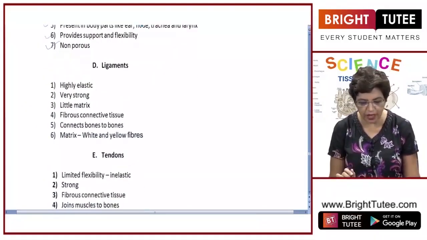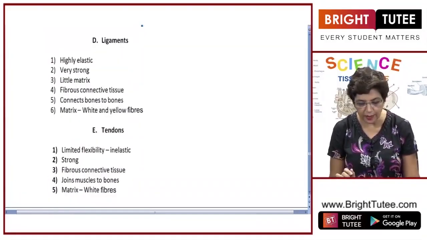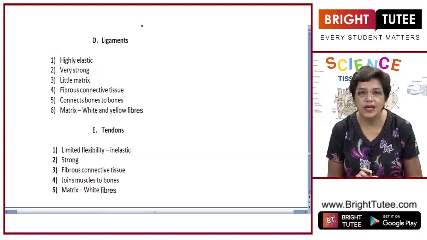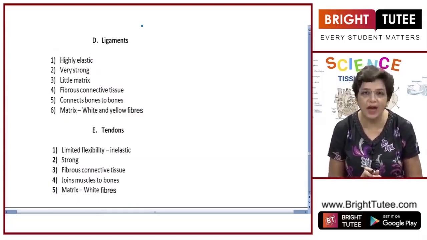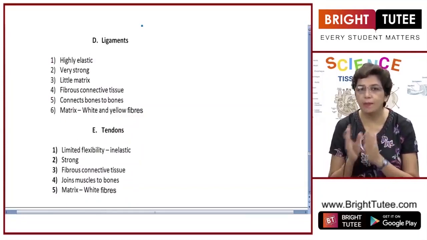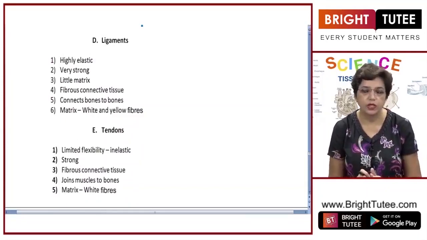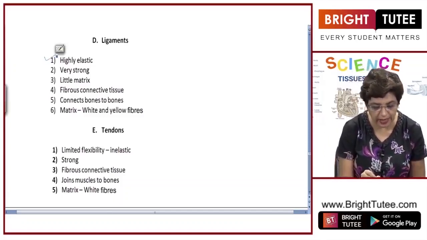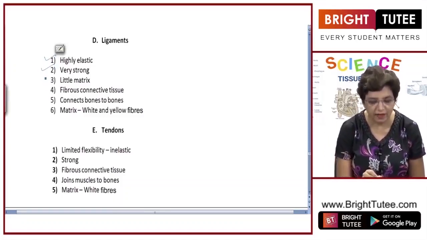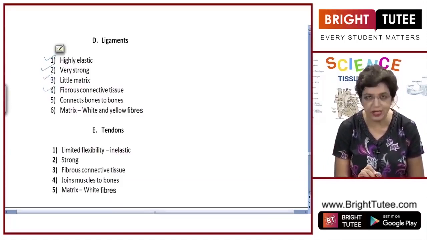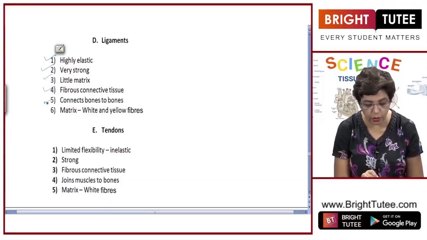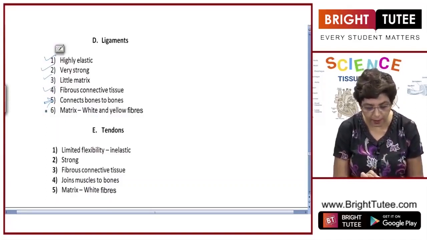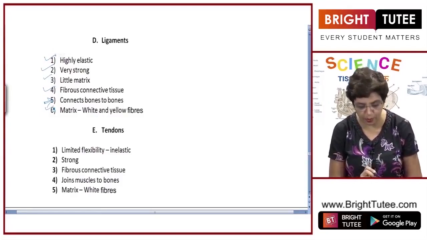The next type of connective tissues are ligaments and tendons. Alright, so ligaments and tendons, together they are called fibrous connective tissue because the matrix is made up of fibers. So you can be asked to differentiate between ligaments and tendons. Ligaments are highly elastic, they are very strong, they have little matrix, they are fibrous connective tissue, they connect bone to bone. This is the main point, they connect bones to bones. The matrix is made up of white and yellow fibers.